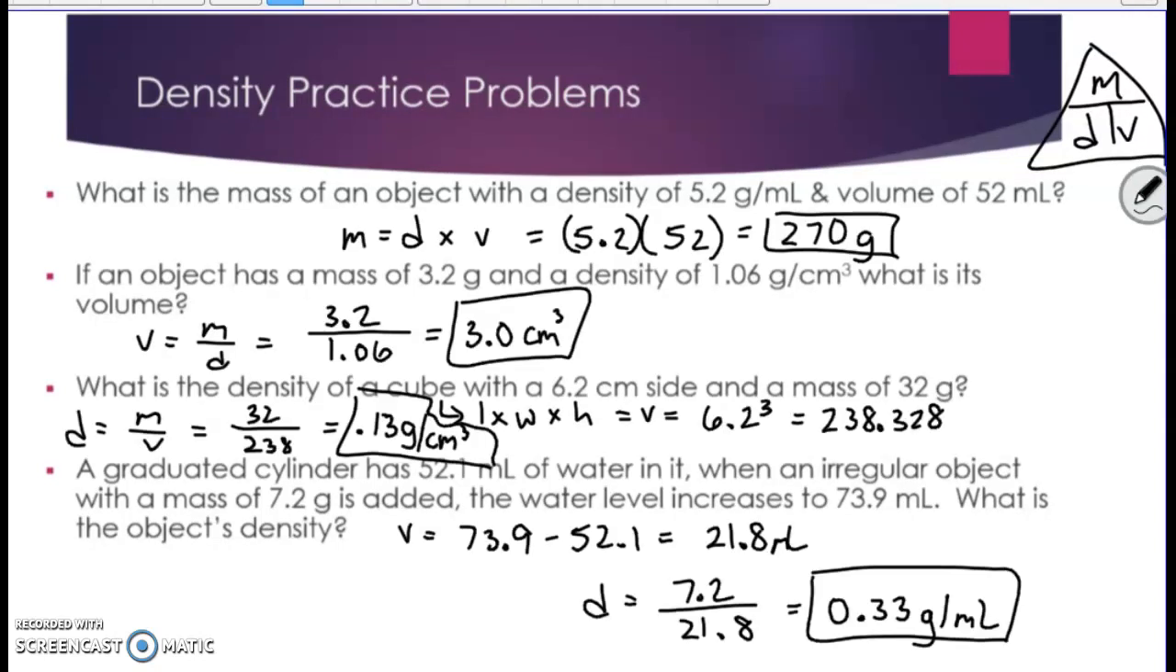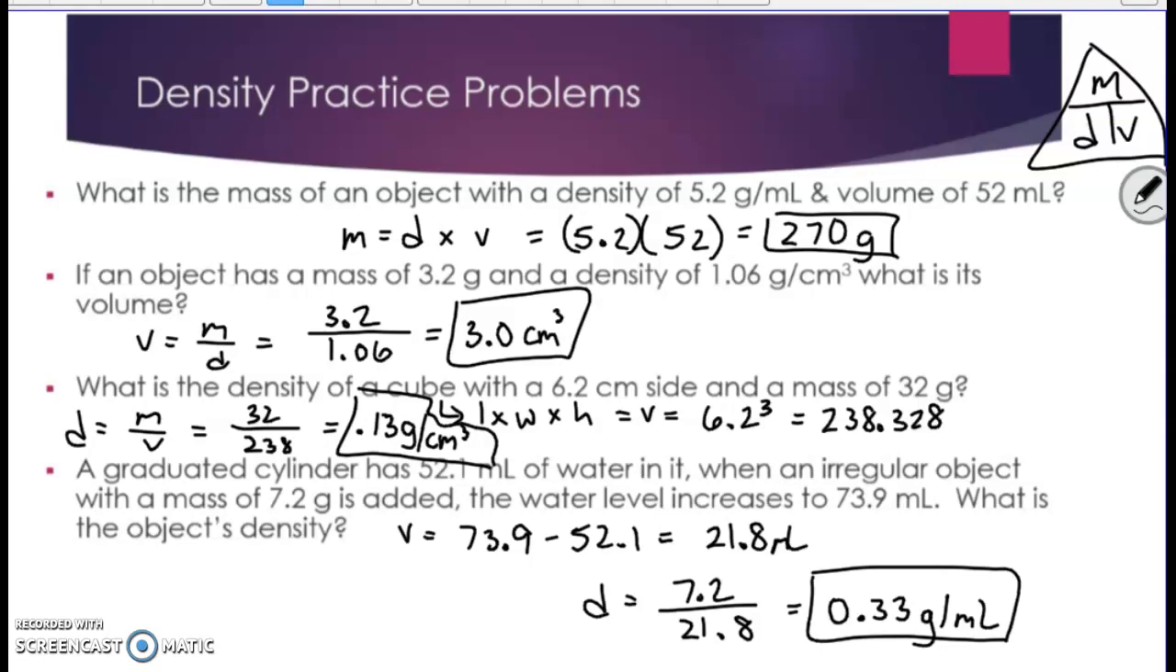Please check your answers. I used a triangle for each one and then rounded for sig figs. For the third one down, you did have to first find the volume, so 6.2 times 6.2 times 6.2, and then I took my mass divided by volume. For the bottom one, I first subtracted the 2 milliliters provided, and then did density, which is mass over volume.